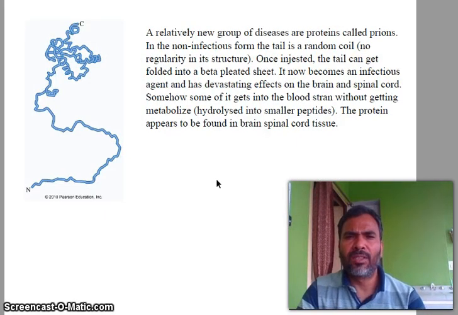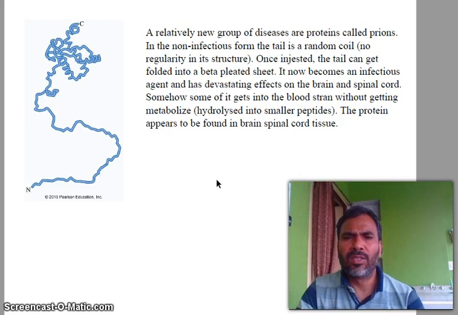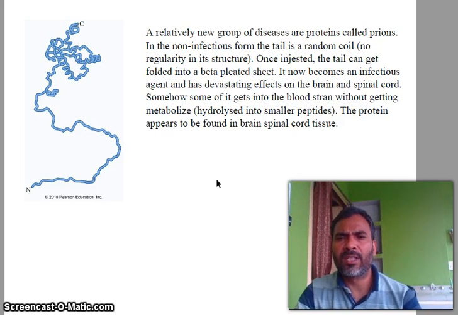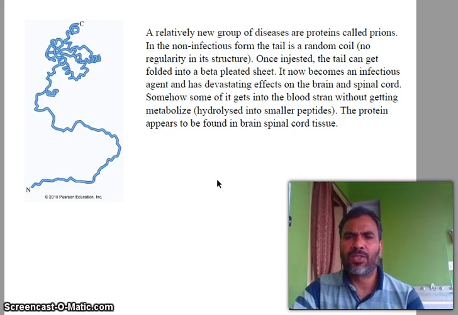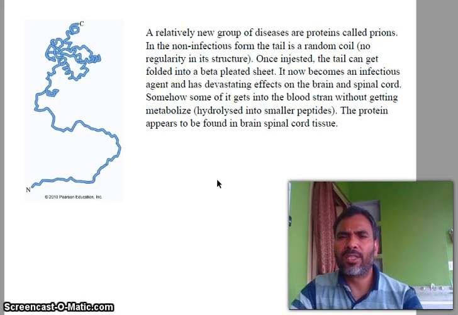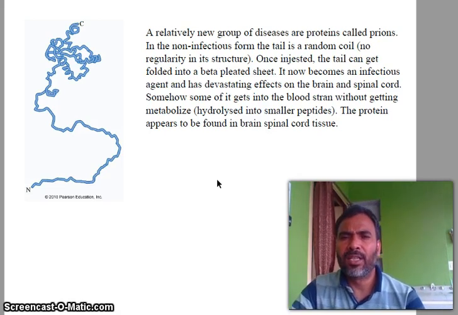A relatively new group of diseases is caused by proteins called prions. In the noninfectious form, the protein is a random coil with no regularity in structure. When altered, it can get folded into a beta pleated sheet. It now becomes an infectious agent and has.